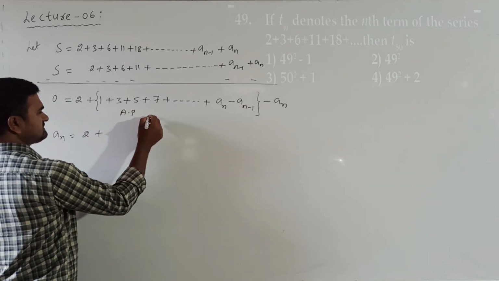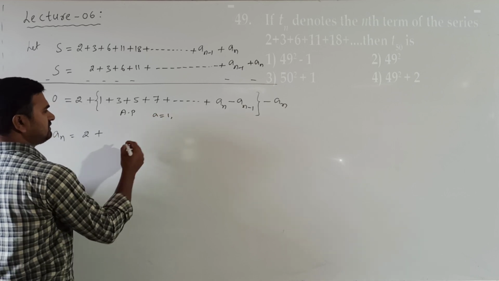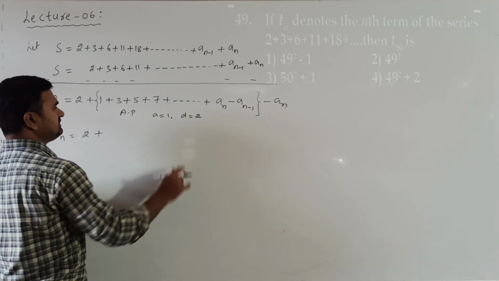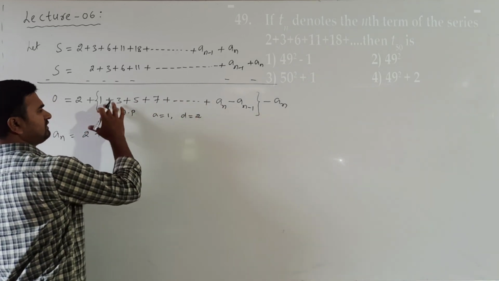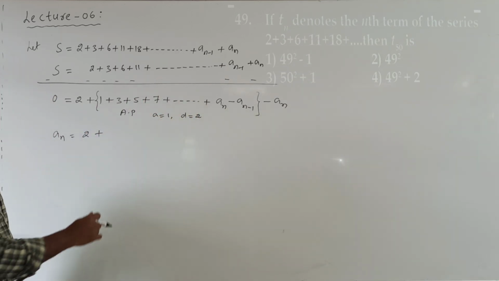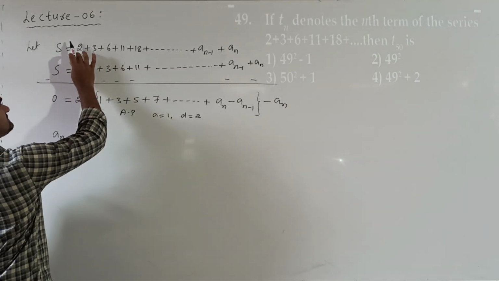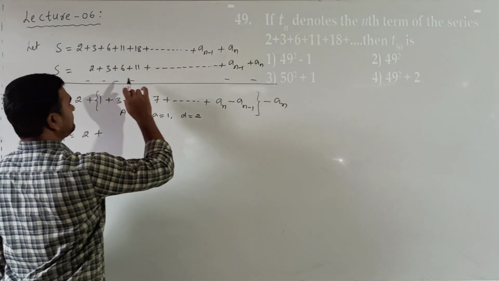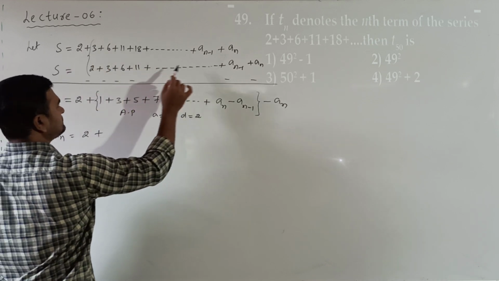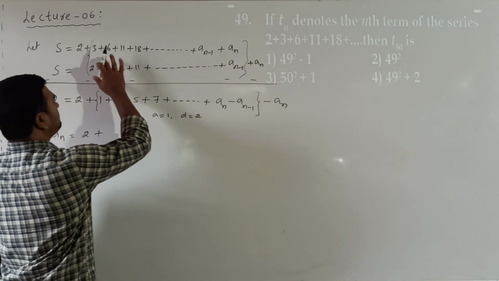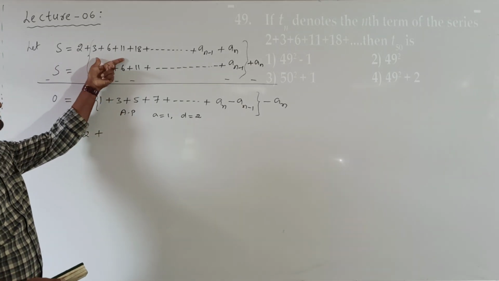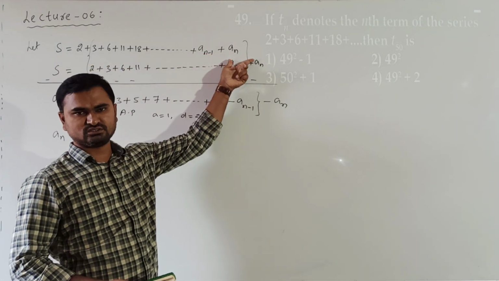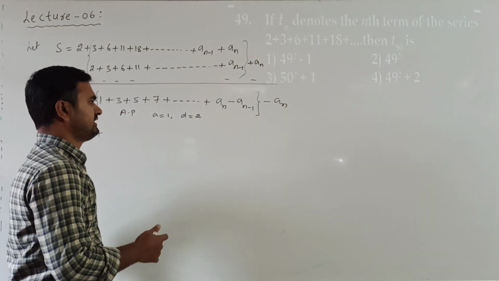Where the first term is 1, the common difference is 2, and what is the number of terms here? How many terms are we taking? Out of the total n terms from 2 up to an, we are taking the difference only for n minus 1 terms, except one term here. For all the remaining terms we are taking the difference. So the number of terms is n minus 1.